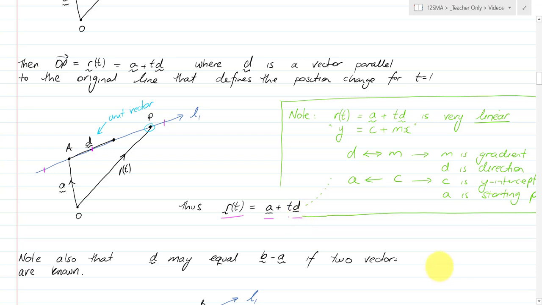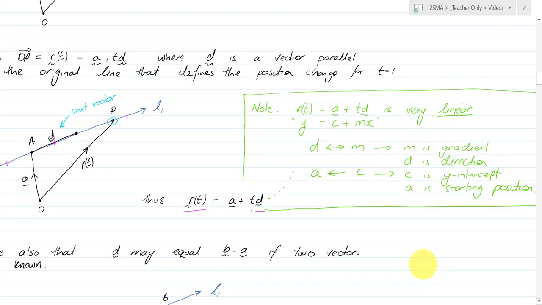Now I've got some stuff in green here which you're welcome to have a read, but in short it's just this recognition that r(t) equals a plus td is kind of the vector linear function, where a is like our y-intercept, but it's our initial position, and d is like our gradient, except d is more of a direction thing in this context. t is like our x. We vary t to find different positions on that line, and r(t) is like our y. It's a function in terms of t. So it really links quite nicely, but it is a little bit more complex.